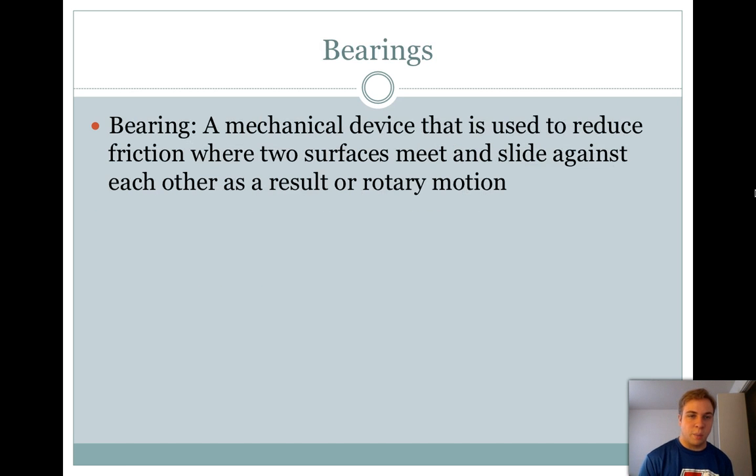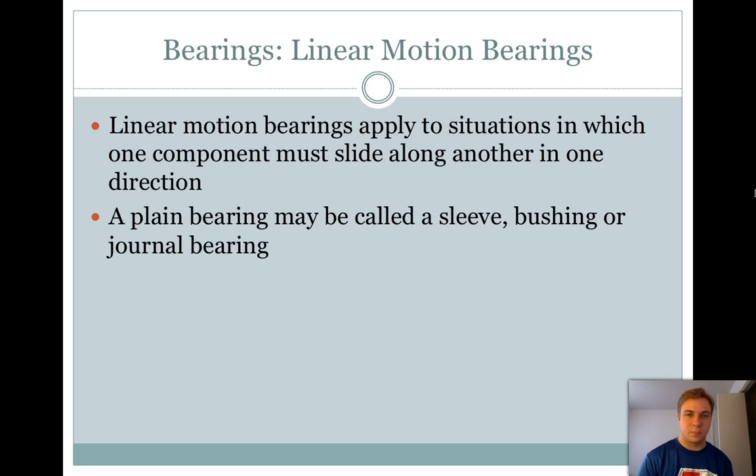Bearings. A bearing is a mechanical device that is used to reduce friction where two surfaces meet and slide against each other as a result of rotary motion. Linear motion bearings. Linear motion bearings apply to situations in which one component must slide along another in one direction. A plain bearing may be called a sleeve, bushing, or journal bearing.